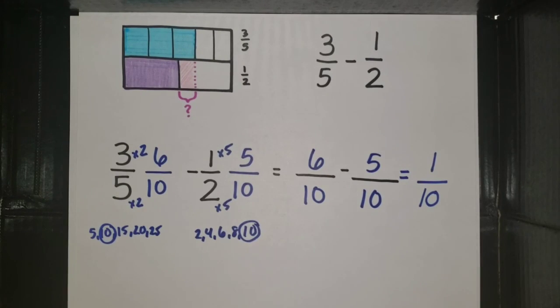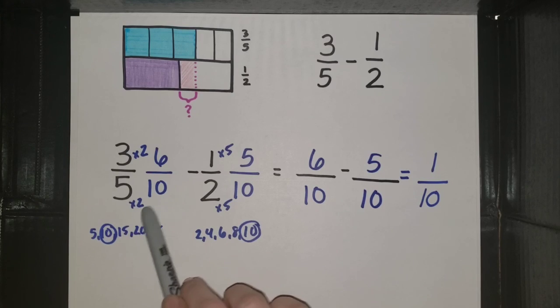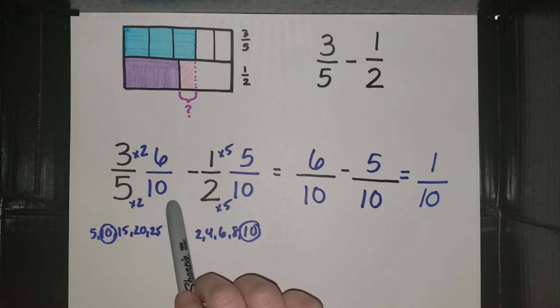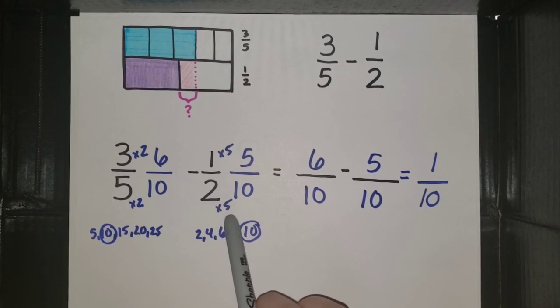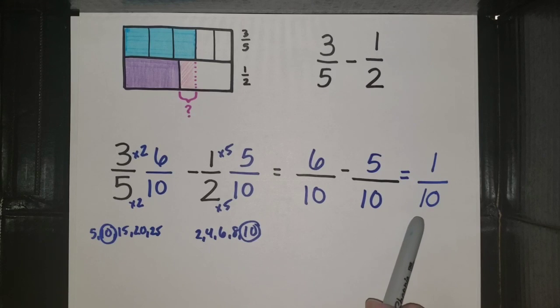Here is my work. Did you get 1/10? I bet you did. If you didn't, notice that 10 we found was our least common multiple. We multiplied 5 times 2 and 3 times 2. And 2 times 5 and 1 times 5. Then we subtracted to find the difference.